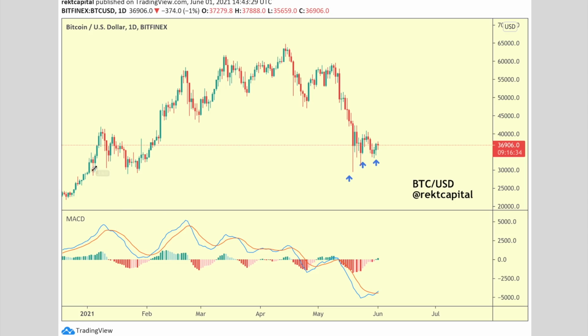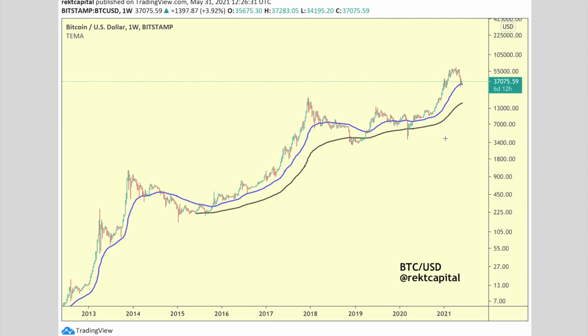We of course need to hold the 30k region because that 30k region right over here is tying in with the 50-week exponential moving average, and as long as we hold here, then we will still preserve the bullish momentum that we lost on this crash and the bull market will still be intact.